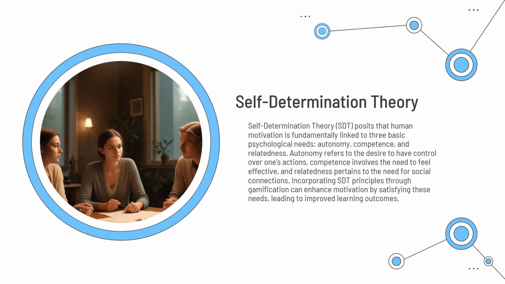According to self-determination theory, motivation is supported by three basic psychological needs: autonomy, having choice and control; competence, feeling capable and successful; relatedness, feeling connected to others. Well-designed gamified systems can meet all three needs, encouraging learners to stay engaged and motivated.